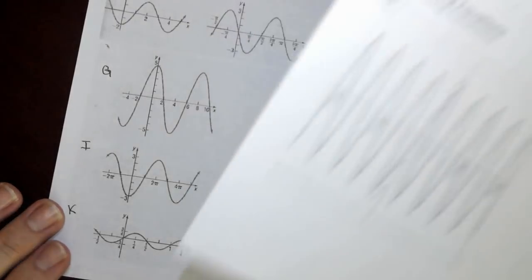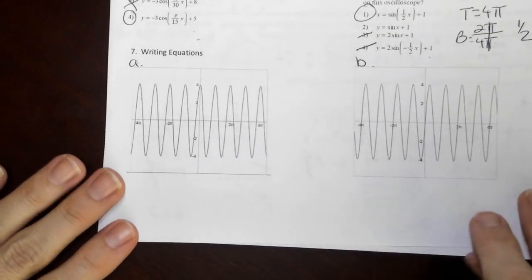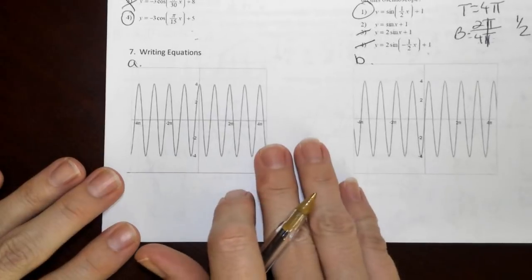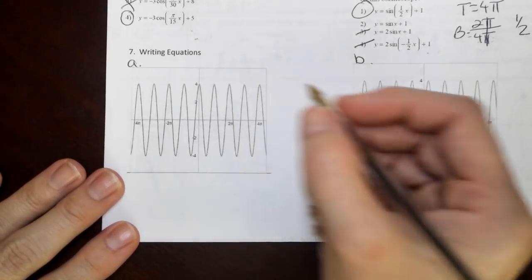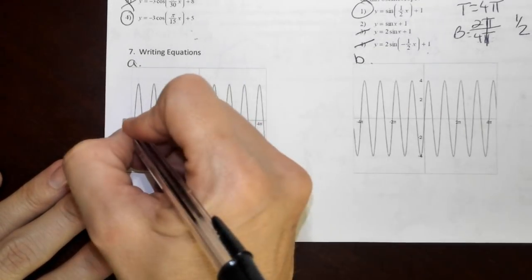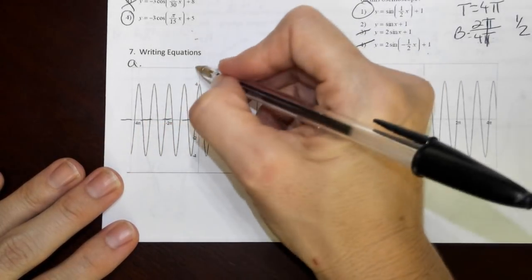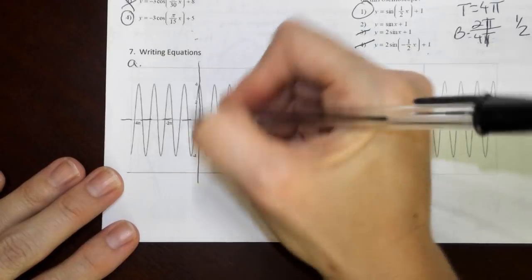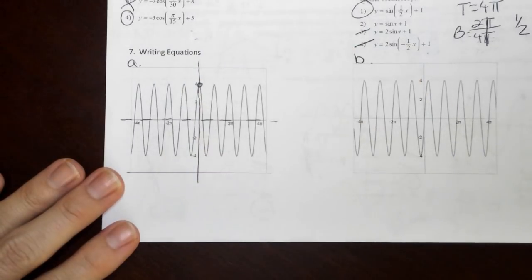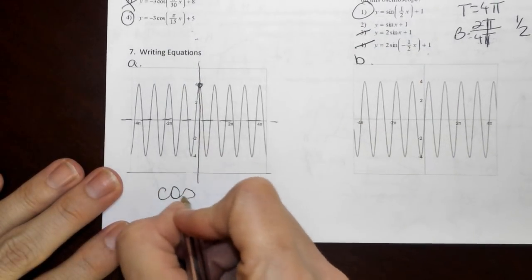On 7, A through D, I give you the graph, and I'm trying to see if you can write the equation all by yourself. So there's no multiple choice on these. I just want to see what you can do. So anytime you're doing these, remember the first thing we want to do is figure out, is it a sine or a cosine? So here's my y-axis. And I can tell that it starts at the top. So that means it's a positive cosine.